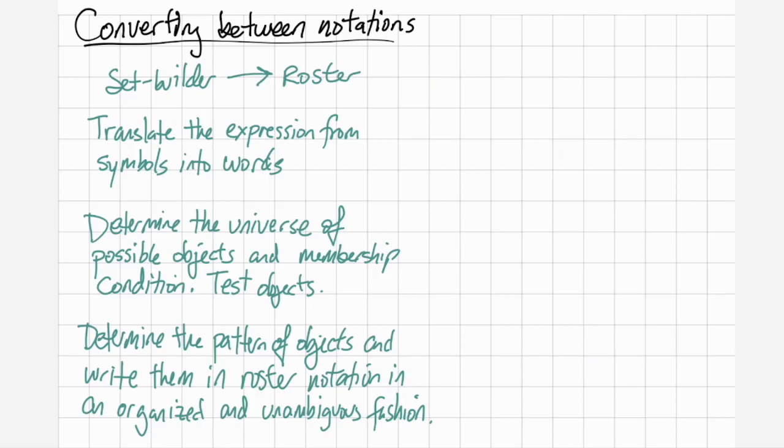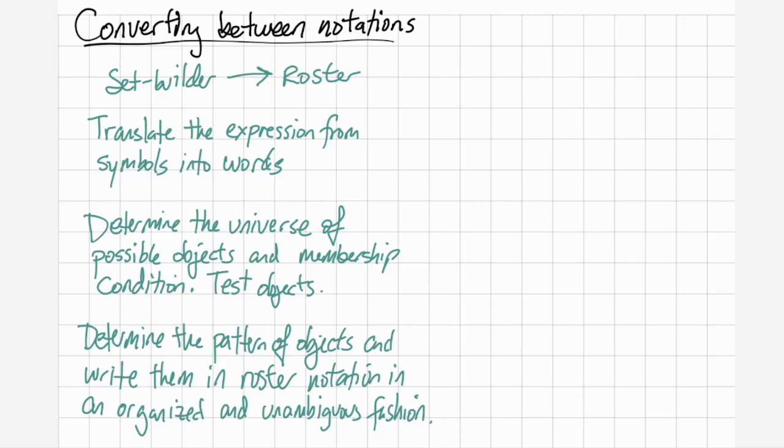So let's say you have something written in set builder notation and you'd like to write it in roster notation. Since it's in set builder notation, it's normally written in terms of symbols or a combination of symbols and words, so you need to translate the expression from symbols into words first, use that to figure out what is the universe of possible objects, and the rule that determines whether an object is in the set or not.